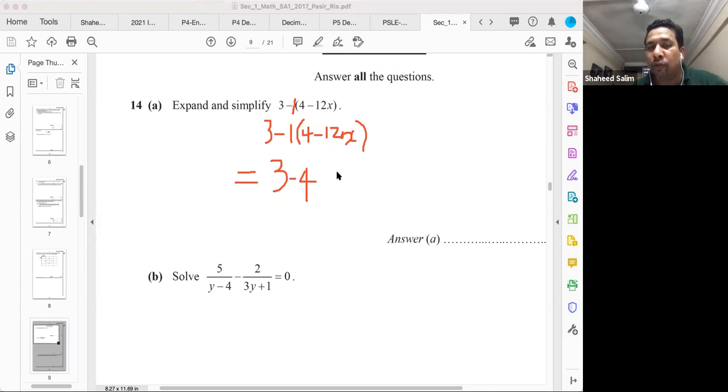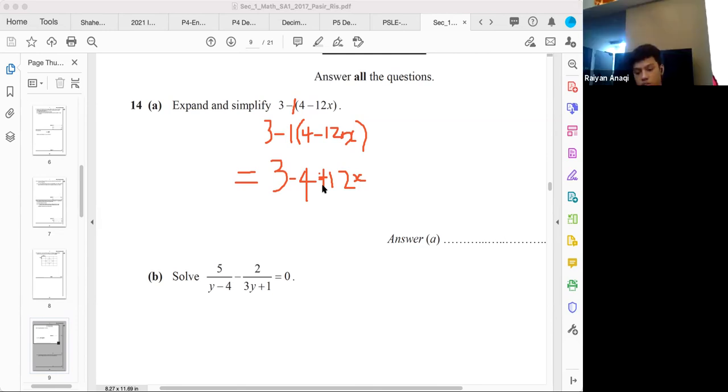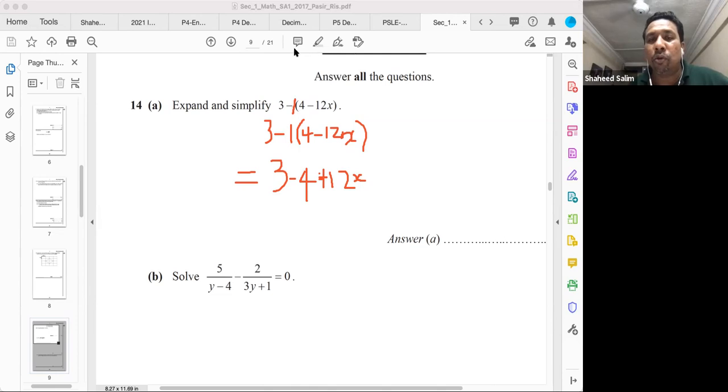1 times 12 is 12. But minus and minus give you plus. Do you put a plus there? Minus and minus what? So if let's say there's no 1 here, minus minus must give you plus. So down here you got it correct. 3 minus 4 you get minus 1, but listen, plus 12. Okay? You try the next one.